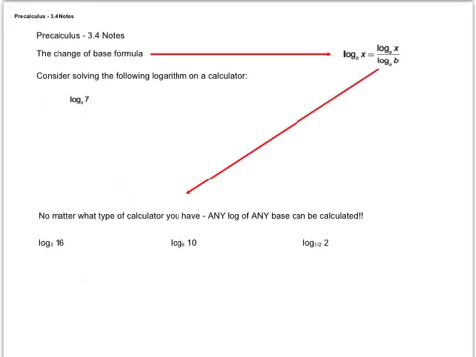So the change of base formula, it's actually really handy, even though a lot of calculators these days give you the option to put in whatever log and base that you need. The change of base formula is handy. You can use it any time on any calculator that has a log button. And the change of base formula is over here in between the red arrows.